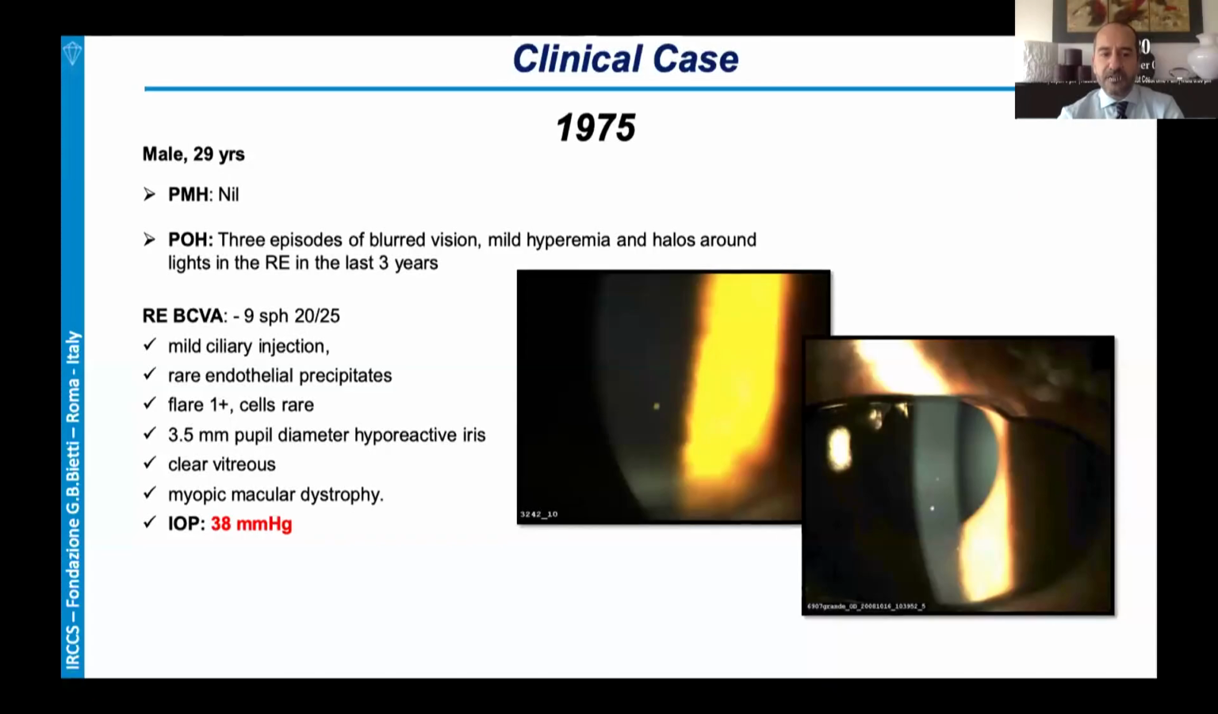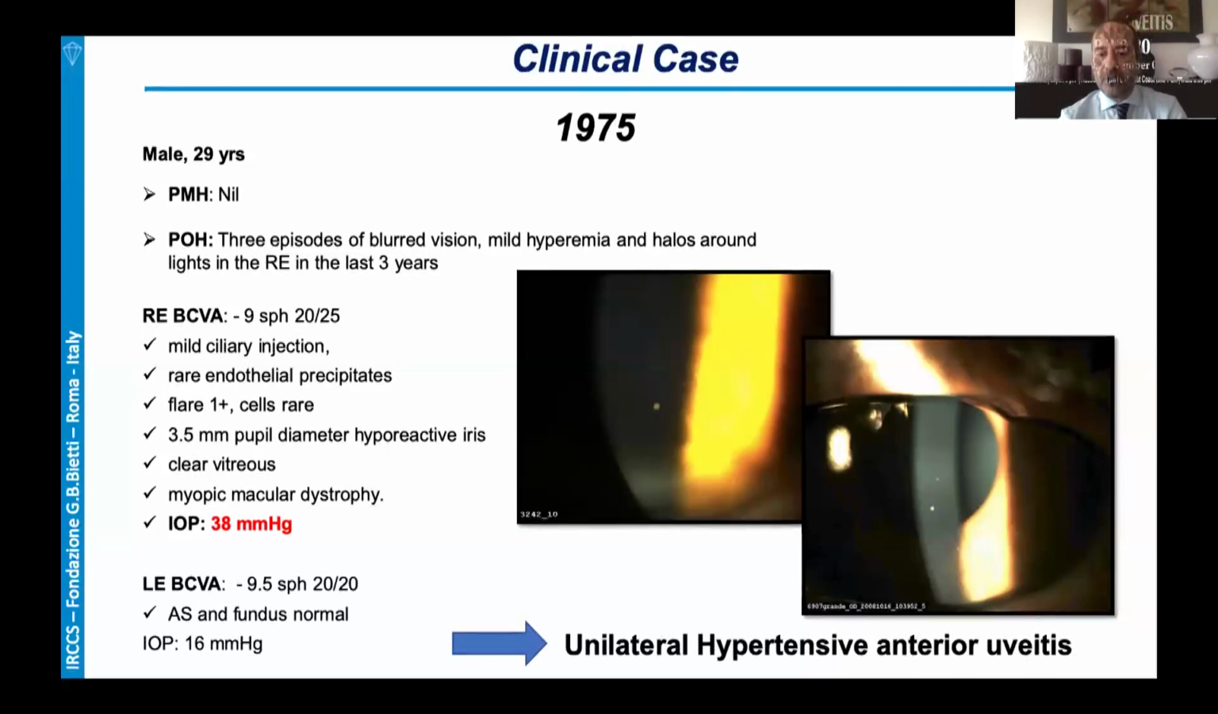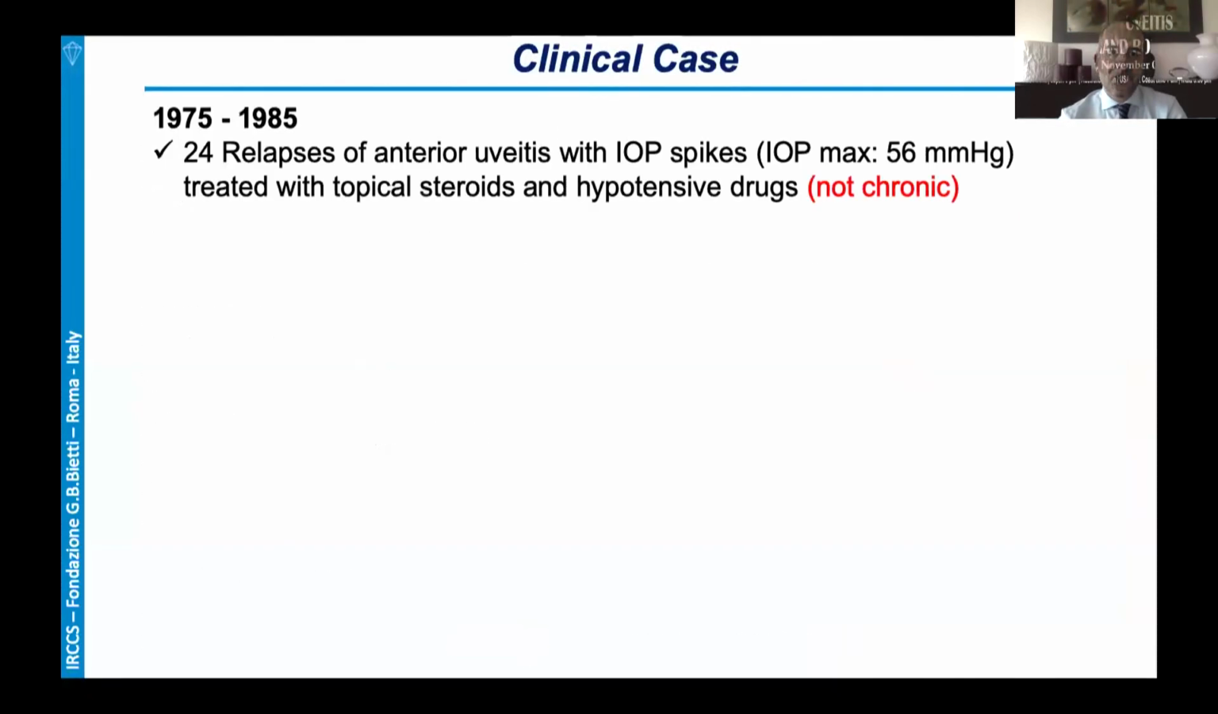and the IOP was increased, 38 millimeters of mercury. Perfectly normal in the other eye. So the diagnosis was unilateral hypertensive anterior uveitis that was treated with topical steroids and hypotensive drops.